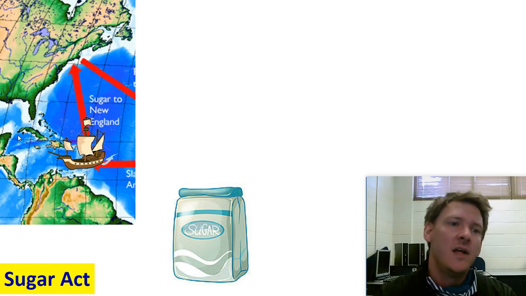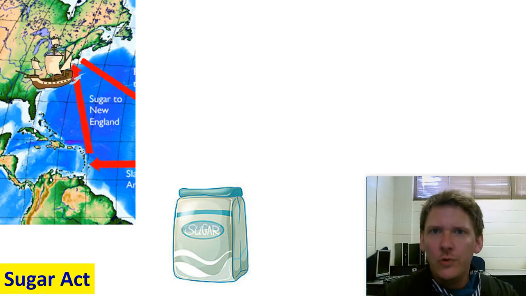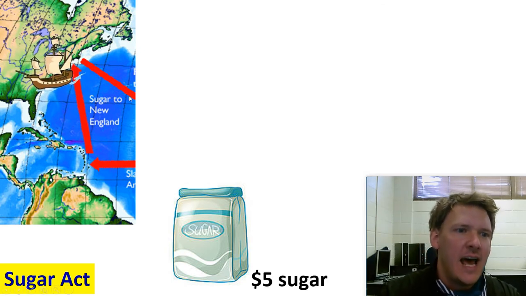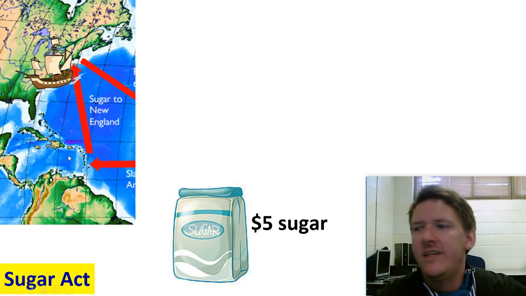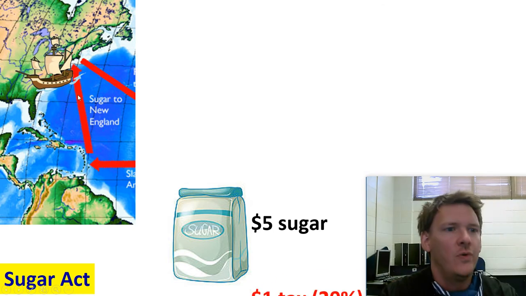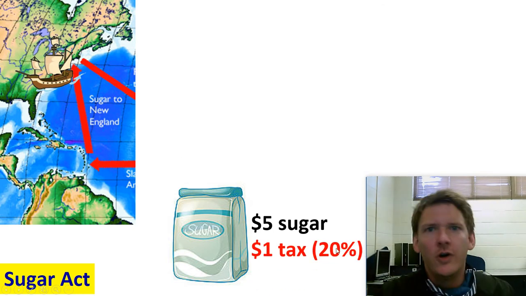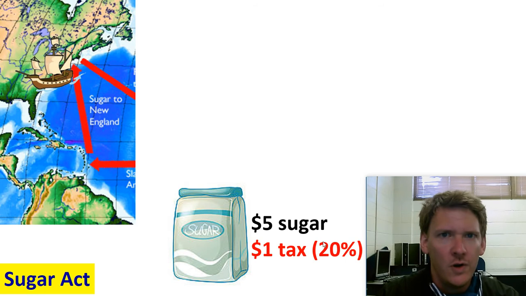So, the Sugar Act. Sugar Act is a word we'll use to describe a law, and this is a tax on sugar. So we get the sugar from the West Indies or from the Caribbean, and they move it into America. So $5 for sugar plus the tax. You've bought goods before. You understand what sales tax is.